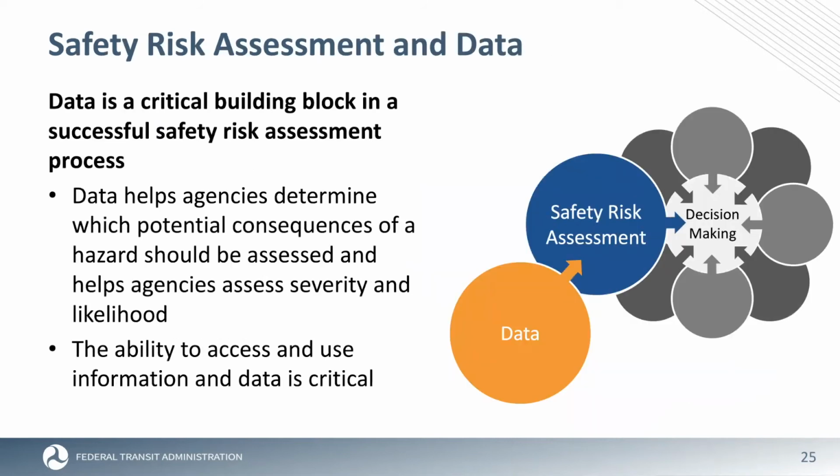So what drives our safety risk assessment? It's the focal point of today's webinar. It's data, so it's pretty obvious. Data is going to be a critical component of our safety risk assessment process. Right out of the gate, data can help us determine what specific potential consequence we're going to assess. Data is going to be fundamental in helping us assess the severity, how bad it could get, and the likelihood, how often it could happen, of that potential consequence. So our ability to actually get the data and information to use, and to leverage it effectively, is going to be critical for the success of our safety risk assessments.